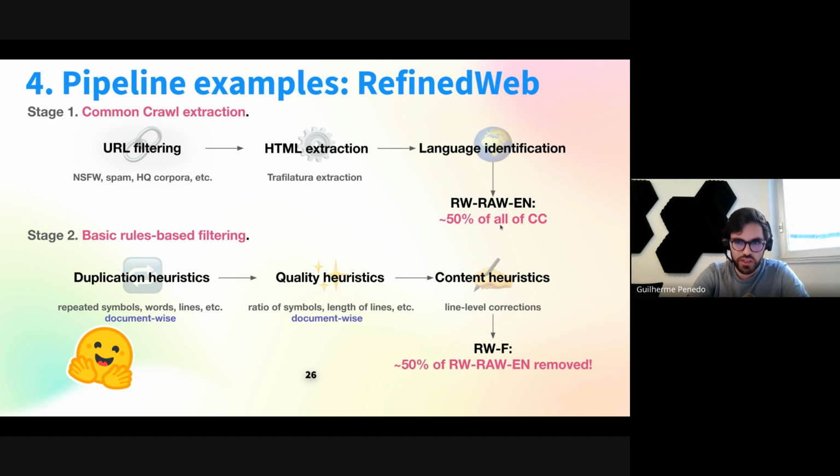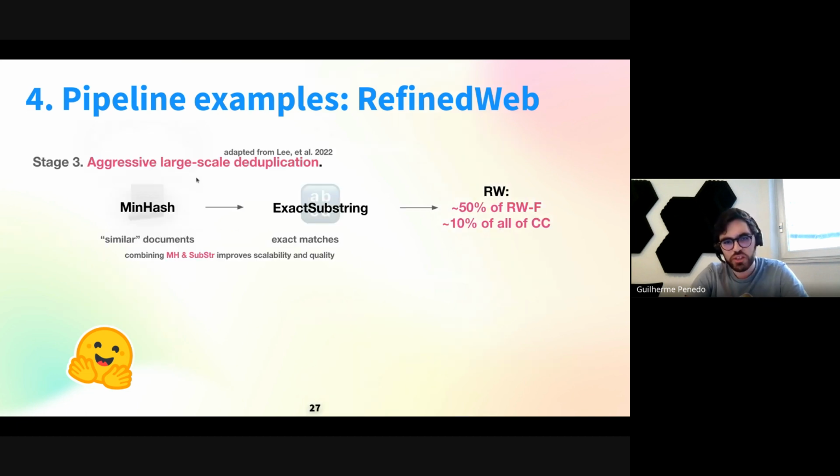the language ID. And then deduplication. So here we use the setup from this paper from Katherine Lee called "Deduplicating Training Data Makes Language Models Better". We start with MinHash followed by exact substring. So first a fuzzy approach that scales quite well, followed by the exact substring to find exact matches. And in the end, we ended up with like 10% of the entirety of Common Crawl.